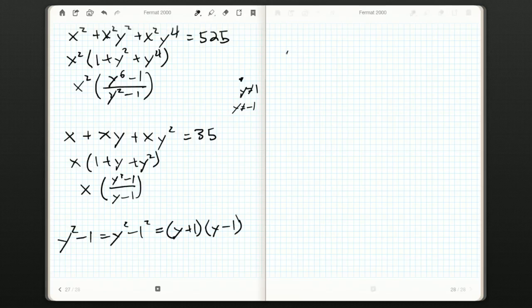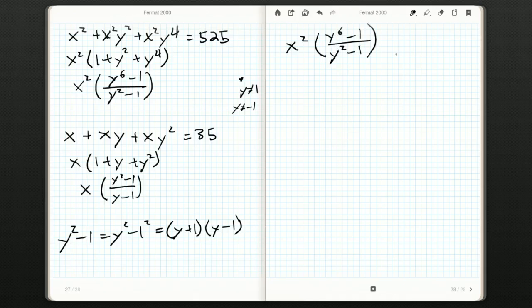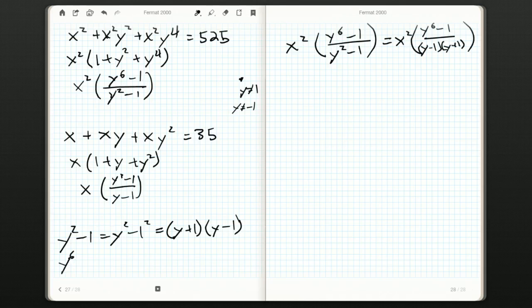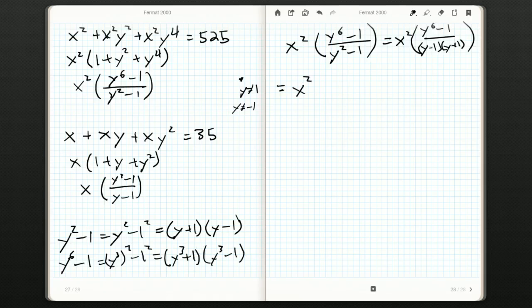So, x squared times y to the 6 minus 1 over y squared minus 1 is the same as x squared times y to the 6 minus 1 over y minus 1 times y plus 1. What's more, y to the 6 minus 1 is also a difference of squares. This is y cubed squared minus 1 squared. So it's going to be y cubed minus 1 times y cubed plus 1. So it's x squared times y cubed minus 1 over y minus 1 times y cubed plus 1 over y plus 1.